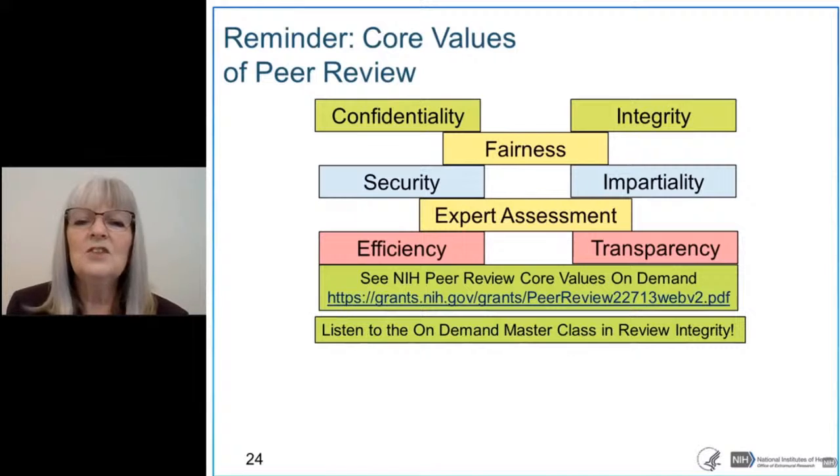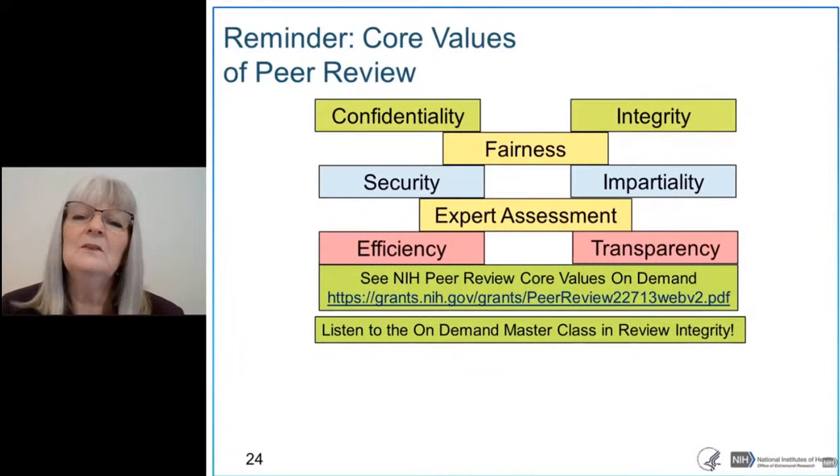Impartiality. Any attempt to bias the review, to bribe, threaten, or game the system, all of these fall under the heading of impartiality, and they are forbidden.